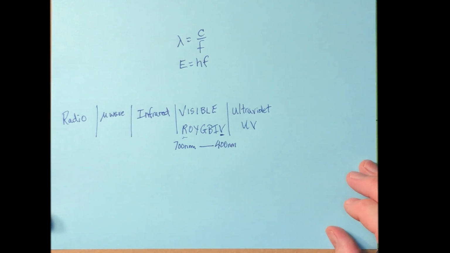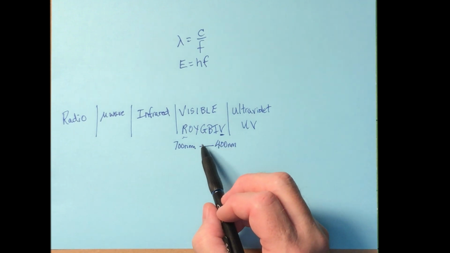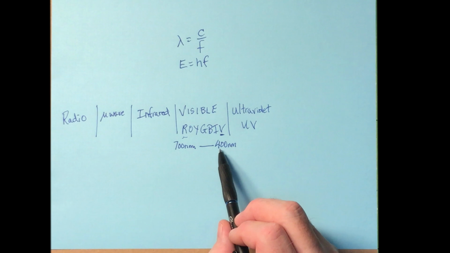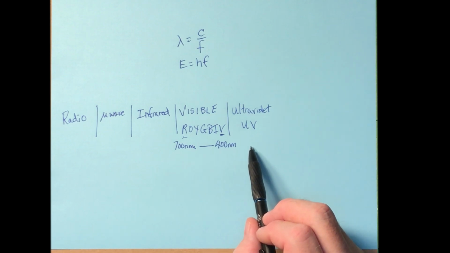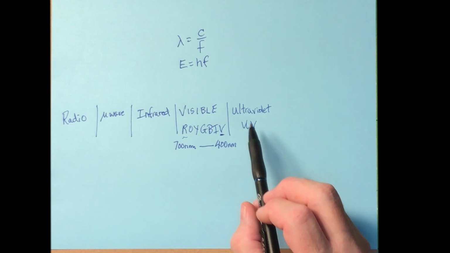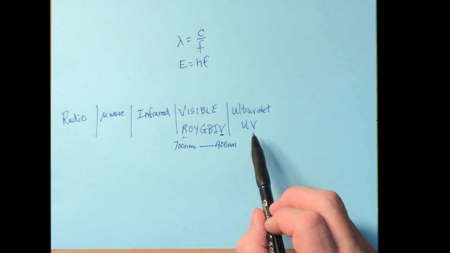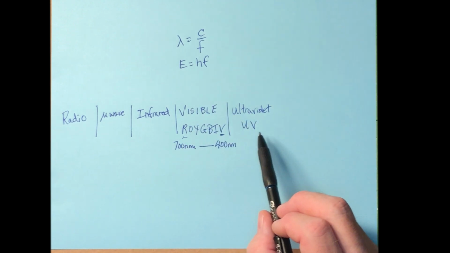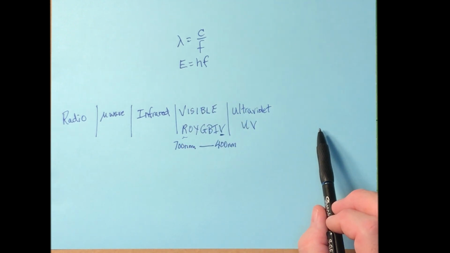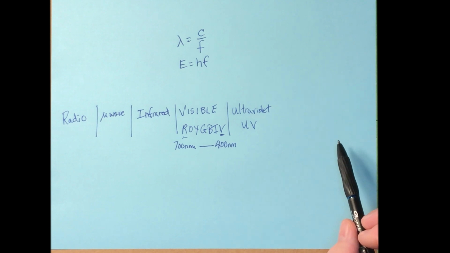Now, UV radiation is the kind that gives you sunburn. It's the kind that can cause skin cancer. And as we go farther to the right here, you'll notice that we're getting into shorter wavelengths, which means higher frequency, which also means higher energy. So these higher energy waves are typically more dangerous the farther we go to the right-hand side.